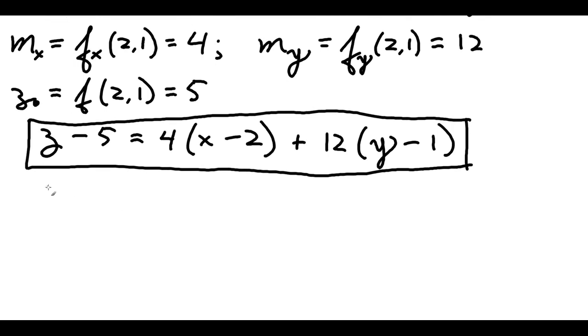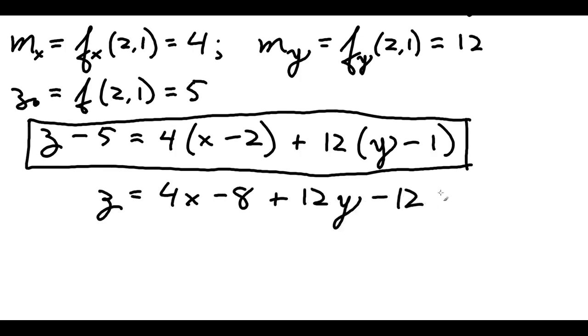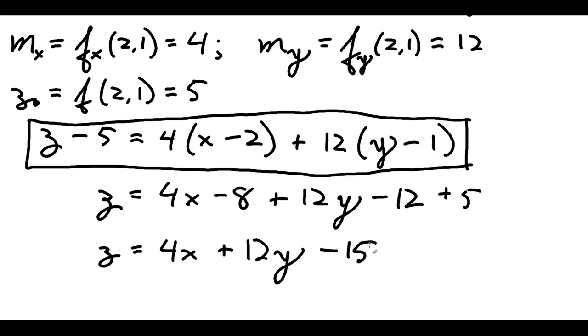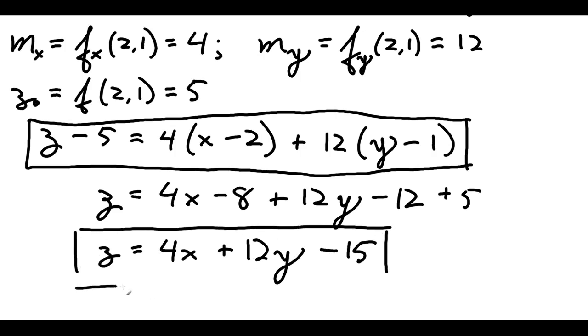If we do want to simplify it a little, we could add 5 and distribute those things. So we could write z equals 4x minus 8 plus 12y minus 12 plus 5 from that other side there. And that would give us z equals 4x plus 12y minus 8 minus 12 is a negative 20 plus 5 leaves negative 15. So this is a much simpler expression for the tangent plane.